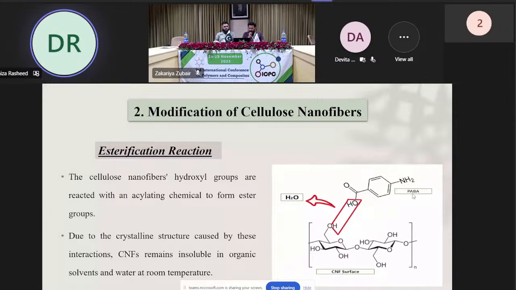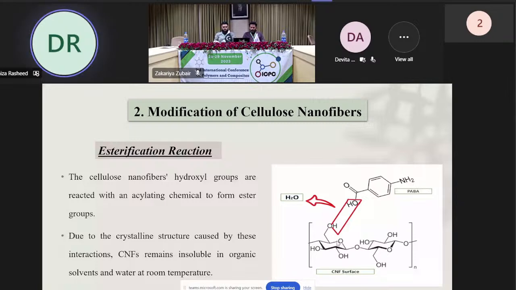This PABA modification also helped the cellulose nanofibers retain the crystal structure of cellulose nanofibers. And this crystal structure makes them very functional in that they remain insoluble in organic solvents as well as in water at room temperature, which affects the hydrophobicity of cellulose nanofibers, making them more hydrophobic and less hydrophilic, and with high barrier properties to different kinds of moisture environment, which are very important for the material application.